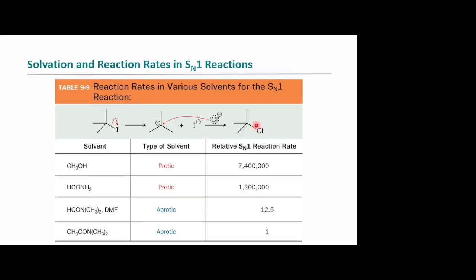All right, now this one's the SN1 reaction. What we're seeing here is that when we're in the polar protic solvents, our relative SN1 reaction rates are going to be much, much higher. Whereas when we're in the aprotic solvents, we're going to have a lower reaction rate.